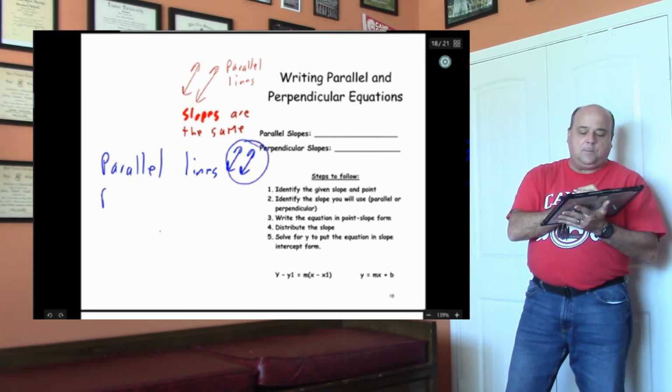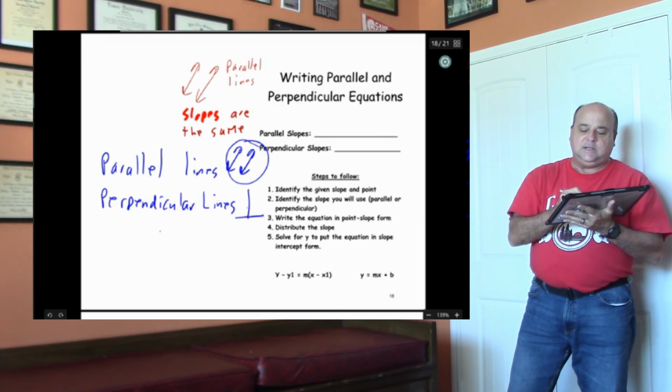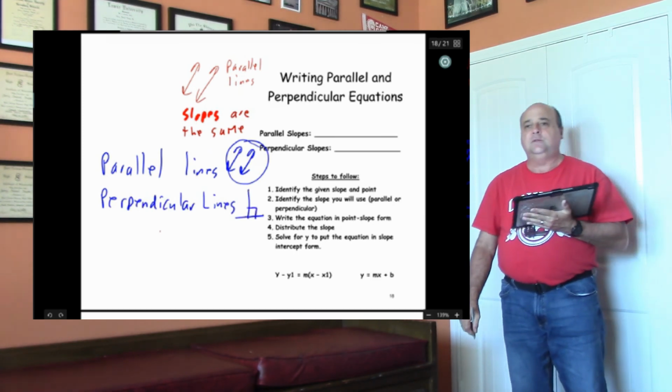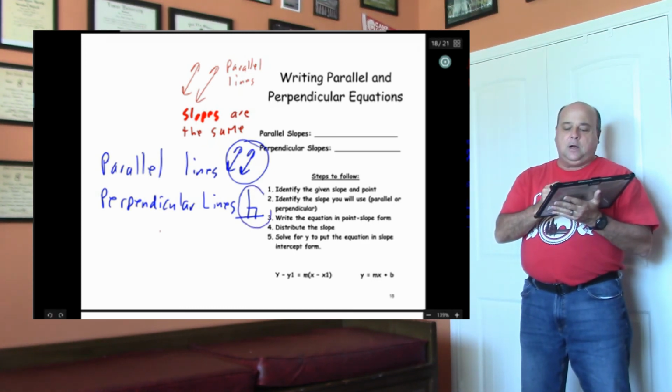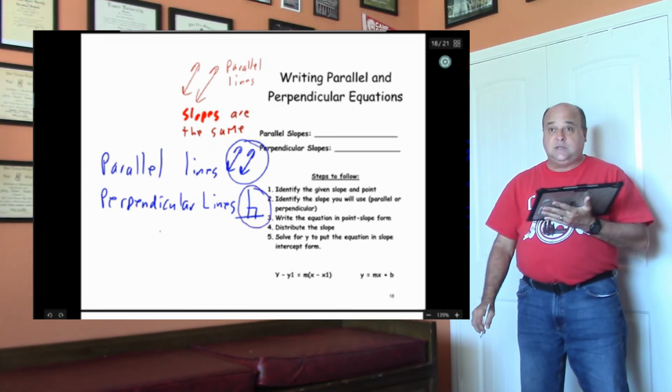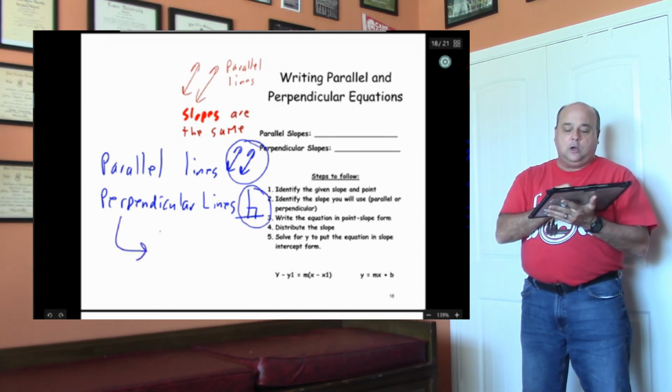The symbol for perpendicular, because perpendicular is kind of a big word, is the box with the chair, right, or the 90-degree symbol. So instead of writing down parallel and perpendicular, I'm going to use the symbols. It's going to take less space. And also remember perpendicular slopes. The slopes are opposite reciprocals, right?